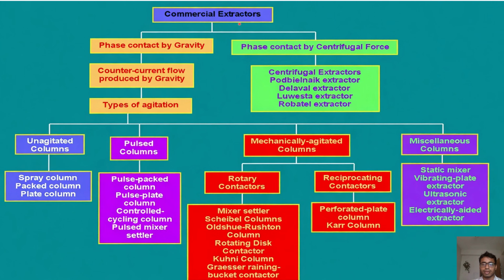So here is some classification of commercial extractors. Usually in our lab we perform this on a small scale, but on a commercial scale different extractors are used. Just go through them.